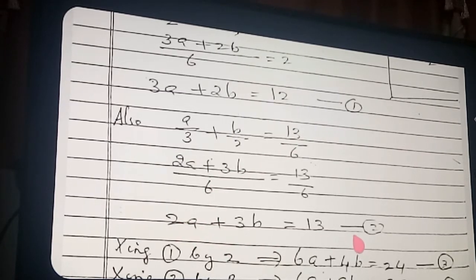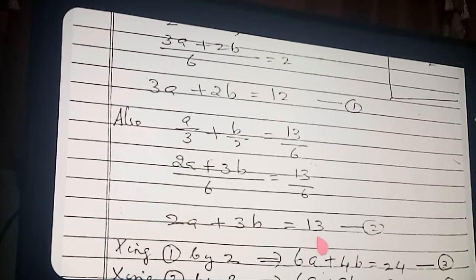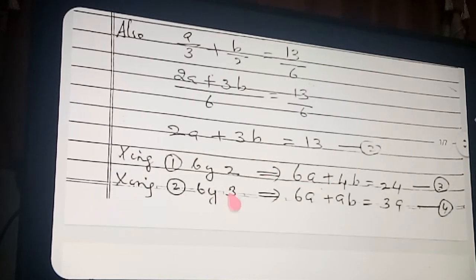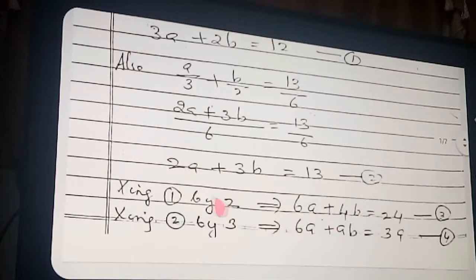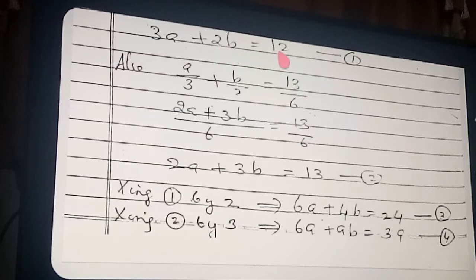Now, according to our usual method, you can apply any of the methods and solve it. See here, I used the elimination method. Here I made the coefficient of a the same. Here 3a, here 2a, so I multiplied the first equation by 2 and the second by 3. Multiplying the first equation by 2, we get 6a plus 4b is equal to 24, since 12 into 2 is 24. Here I multiplied by 3: 6a plus 9b is equal to 39. So solve these two.